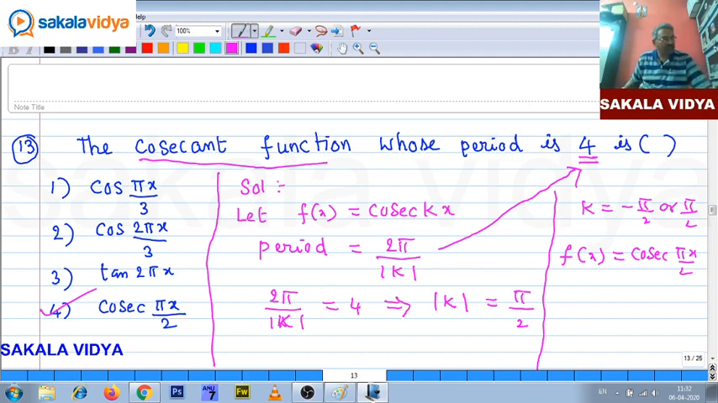Okay, fourth option ready. Right, Madhumita. Option verification also wonderful. You can do option verifications also, but that takes time. Or by eliminating first option, second option, third option, fourth option is the right option. That's all.